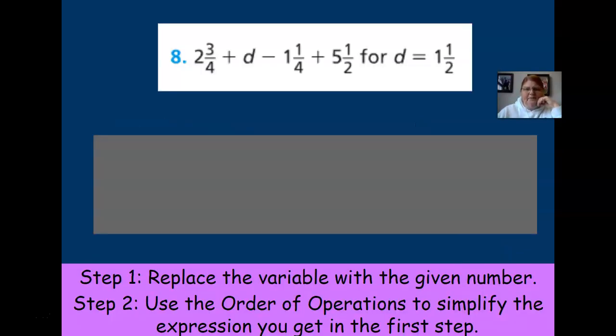Okay, next example. 2 3/4 plus d minus 1 1/4 plus 5 1/2 for d equals 1 1/2. Okay, again, don't freak out. Put the variable in there, use order of operations, and do one step at a time. Pause the video and complete this expression.